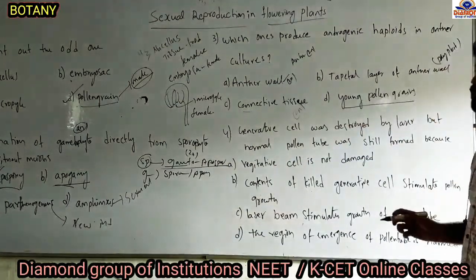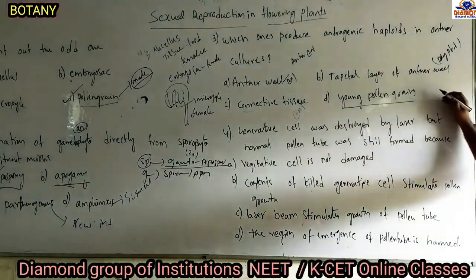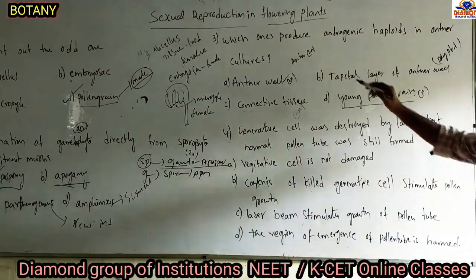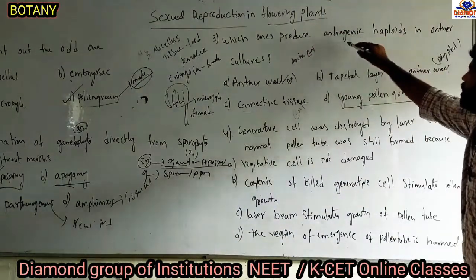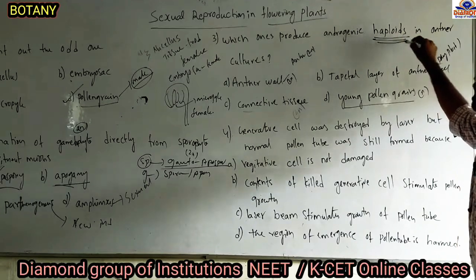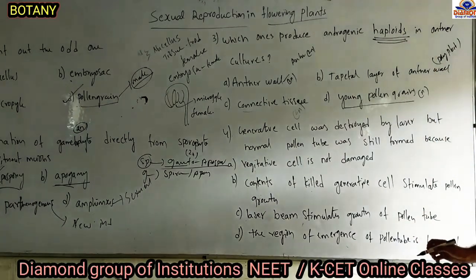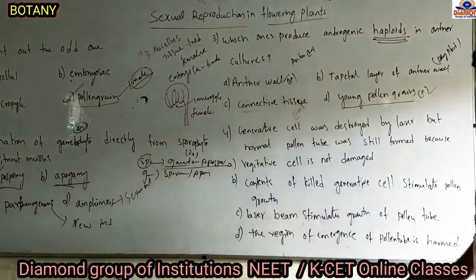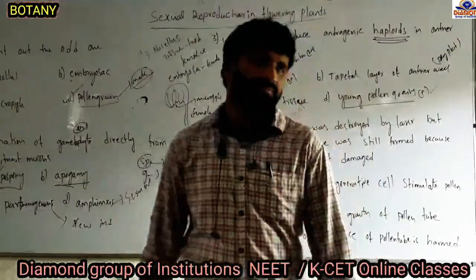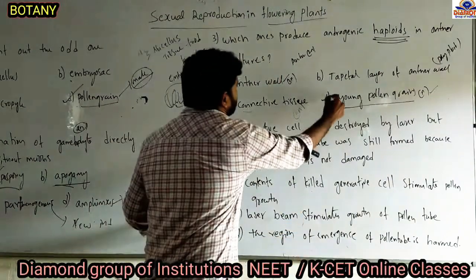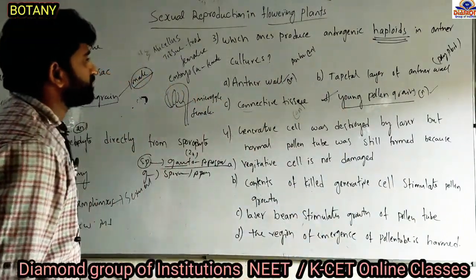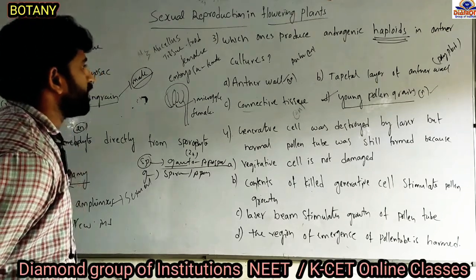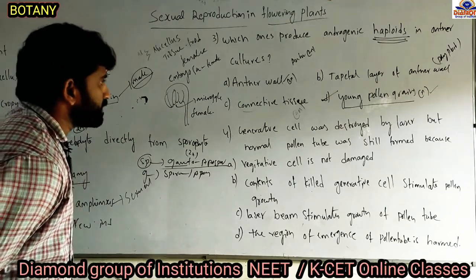And pollen grains. Pollen grains are developed by the process of meiotic divisions. Now the pollen grains are haploid. So which ones produce androgenic haploids? Haploid culture in tissue culture is going to use the pollen grains. Pollen grains are used for the production of haploid plants. So the answer is D.